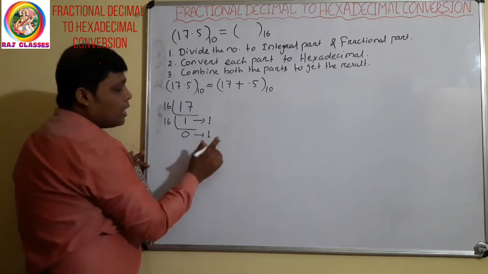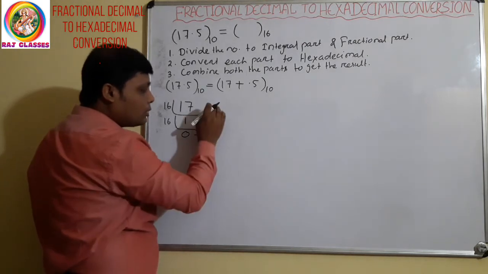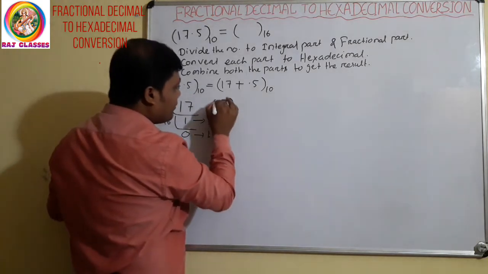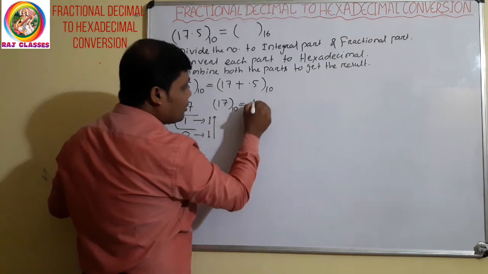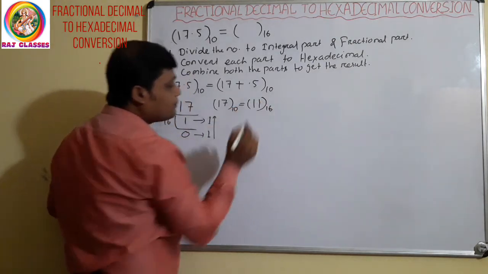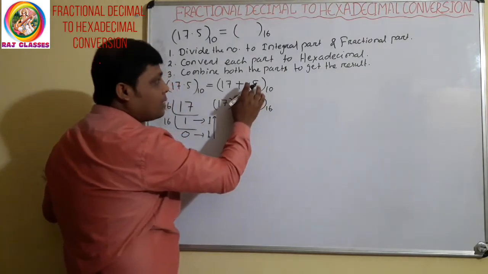For the result, we have to write the remainders from bottom to top. Then 17 base 10 will be 11 base 16. Clear? Then come to the fractional part.